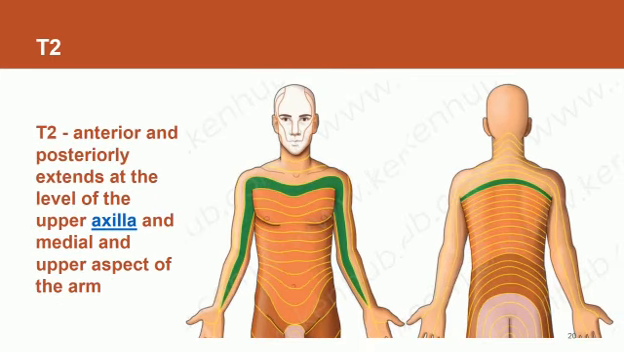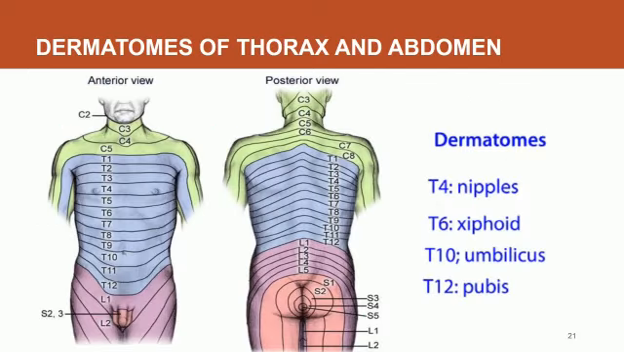T2 basically supplies anteriorly and posteriorly at the level of the upper axilla and the medial and upper aspect of the arm. Now, let's discuss the dermatomes of the thorax and abdomen region.